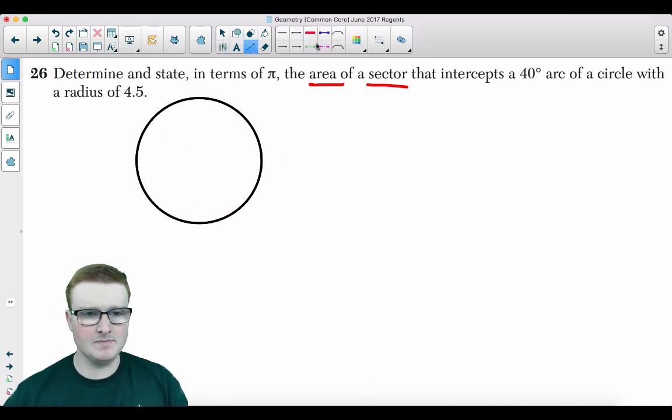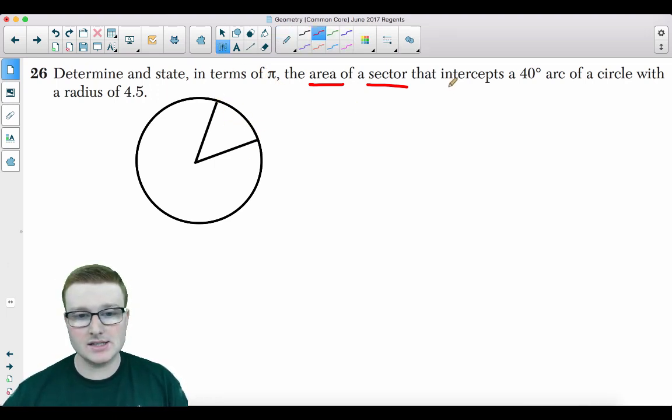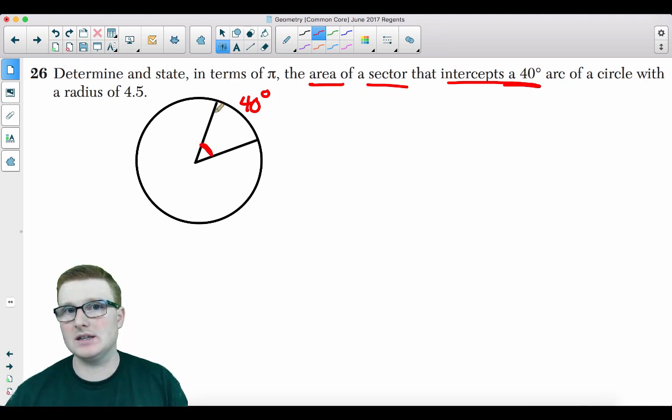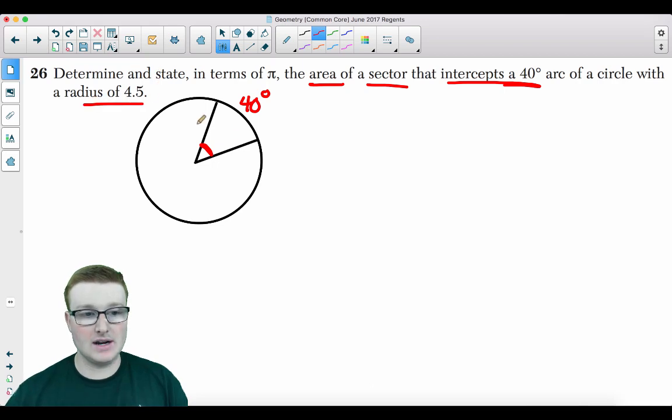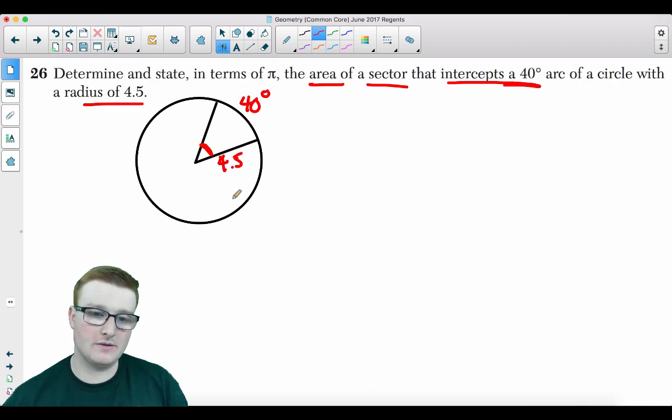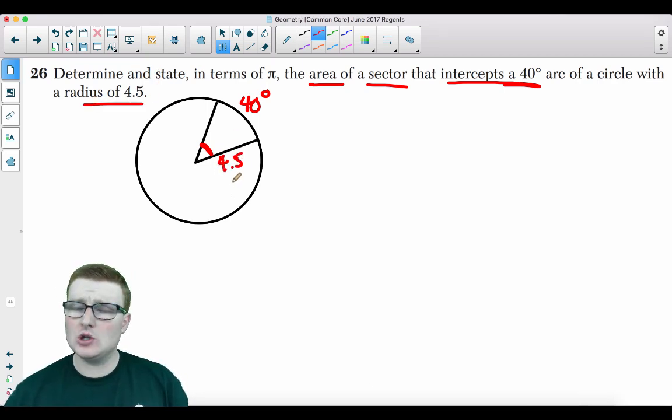So here's my circle, and what it's saying here is we draw from the center of the circle to the outside, something like a pizza slice. And it tells us that the angle intercepts a 40-degree arc. So this arc right here is 40 degrees. So this angle is intercepting this arc. And find the area of the sector. And the radius is 4.5. So 4.5.